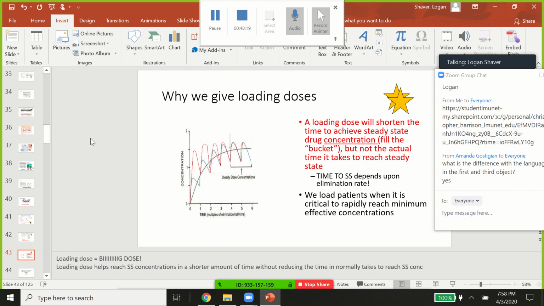So if you were to give somebody a dose, like a loading dose of something, you're not going to actually hit steady state any faster if you give more of a dose. The only way you could is if you control, once again like I said, clearance.